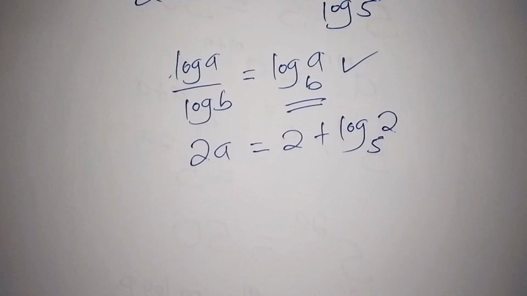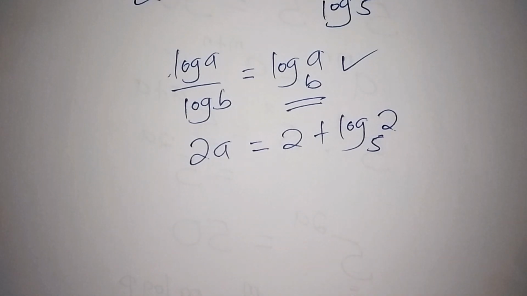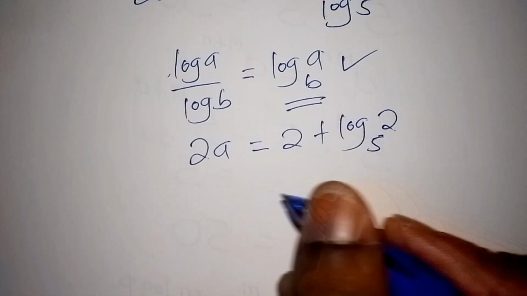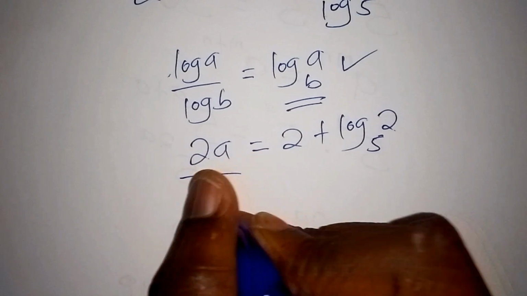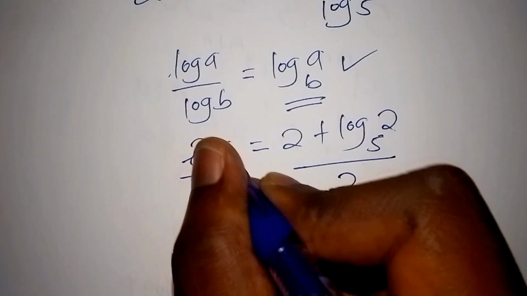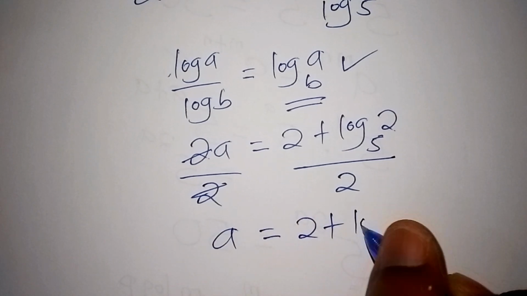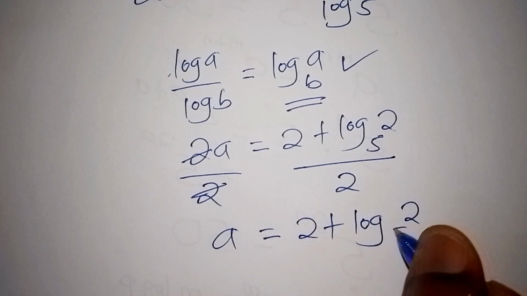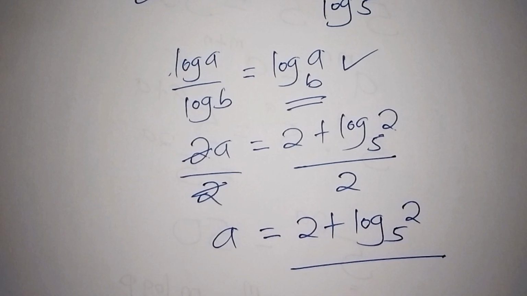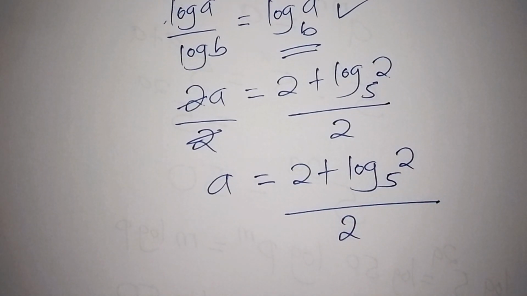So now what is remaining for us is to remove this 2, so that we shall remain with a. So meaning that we shall be forced to divide both sides by 2. So here also by 2. So 2 and 2 shall cancel. So the value for a is equals to 2 plus the log of 2 to the base of 5 all over 2. So this one is for now what we shall get.